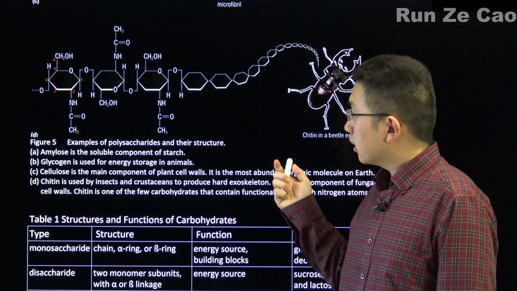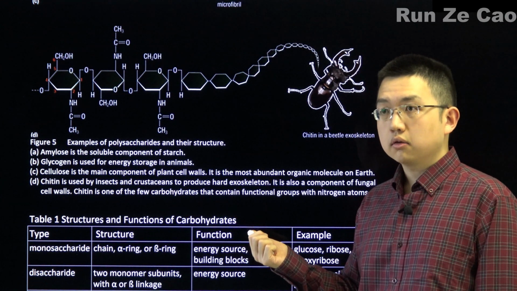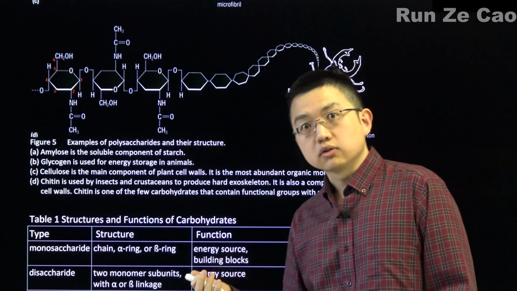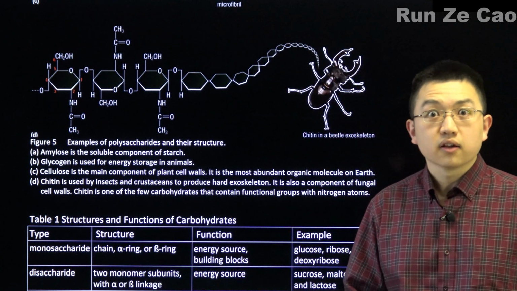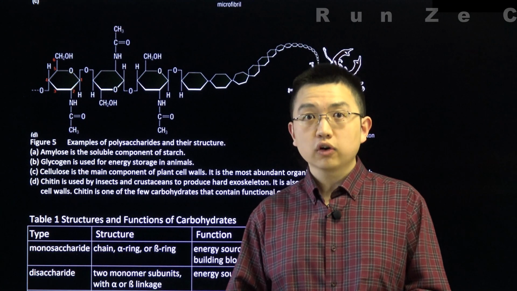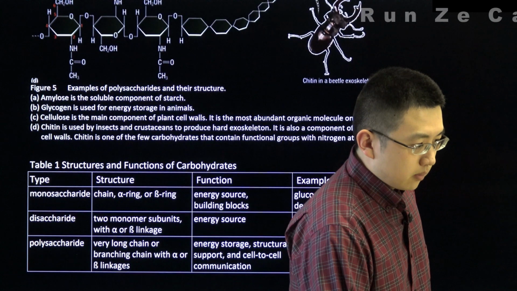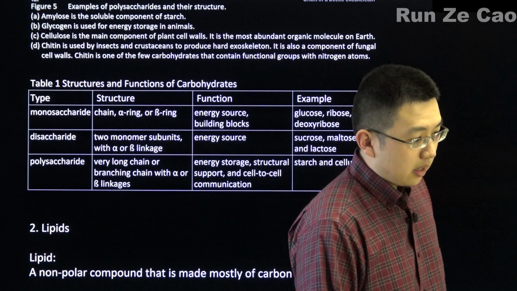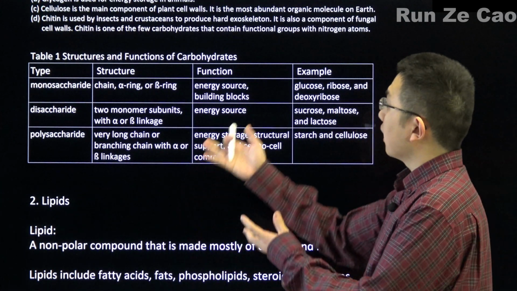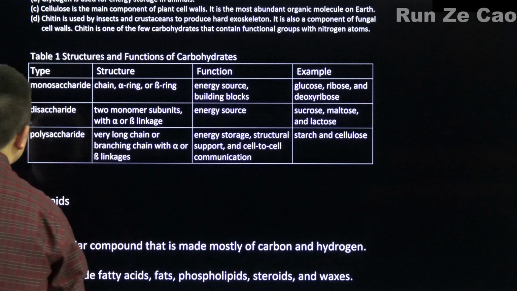Now, chitin is pretty unusual in that it has nitrogen in its functional group. Wait a second. Biologically available nitrogen is pretty expensive. That's why nitrogen is a pretty much essential part of fertilizers. Well, anyhow, in general, we can have this table summarize for us the structures and functions of carbohydrates.